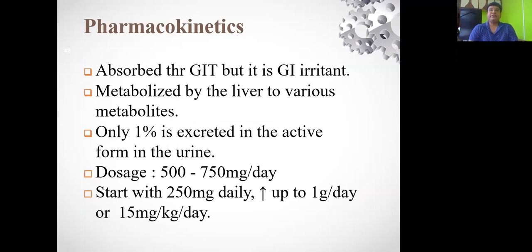This drug is metabolized by the liver to various metabolites, and around 1% of the drug is excreted in the active form in the urine. The dosage of this drug is around 500 to 750 milligrams per day. To start with, it is available as a 250 milligram tablet, which has to be given daily. The dose can be up-titrated to 1 gram per day, or divided according to body weight, that is 15 milligrams per kg per day.